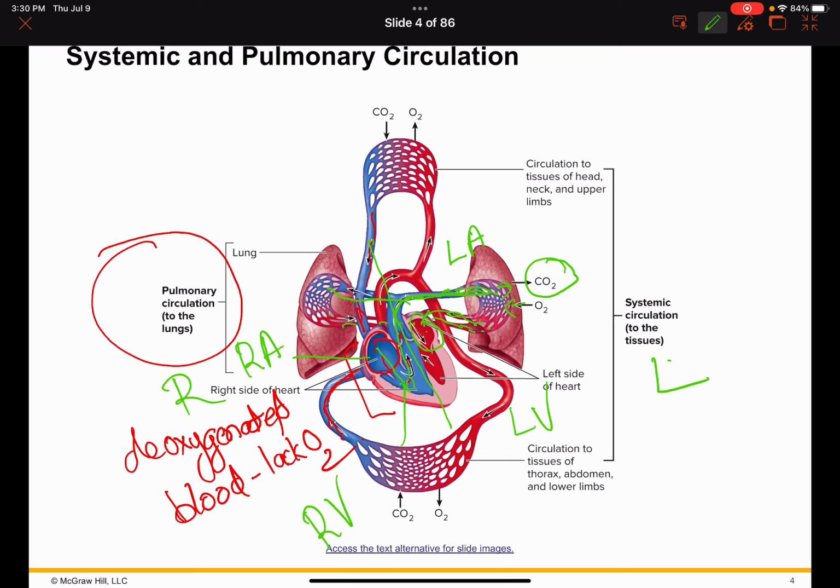Most of the arteries carry oxygenated blood. There are some exceptions. This is one of the exceptions: pulmonary veins, which carry oxygenated blood to the left atrium. Then the next one is the systemic.